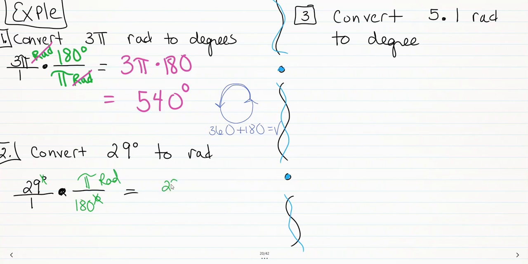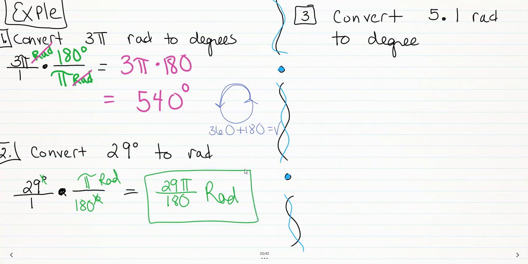So I'm going to do 29 times pi divided by 180. Now that 29 over 180 doesn't reduce, so I could simply leave it like this, 29 pi over 180 radians. If you wanted to get an estimate on your calculator, we could do 29 times pi divided by 180 and get that this is approximately 0.5061 radians. But the better answer is the precise 29 pi over 180.